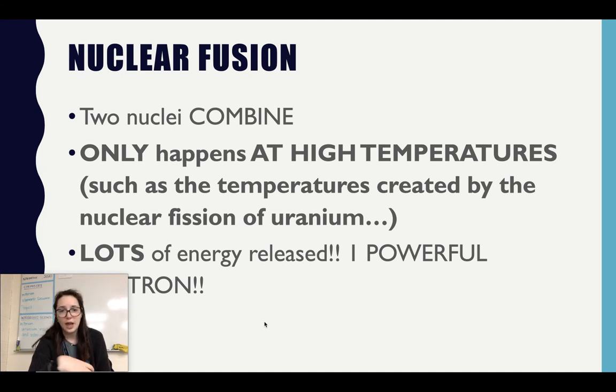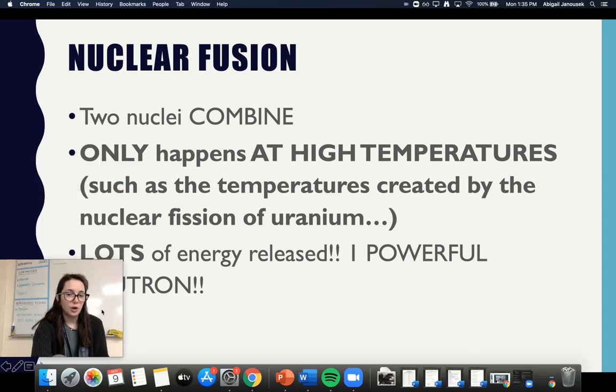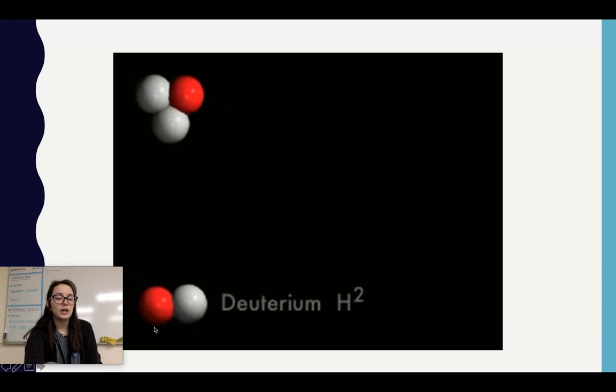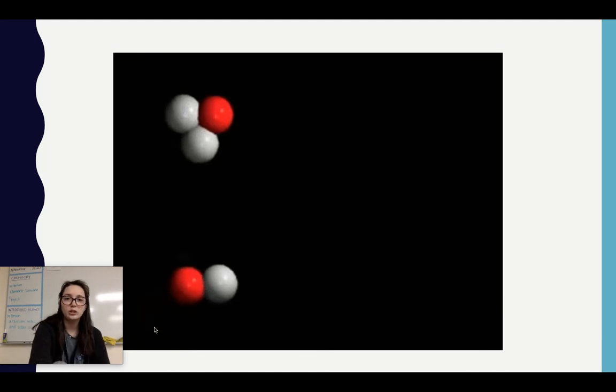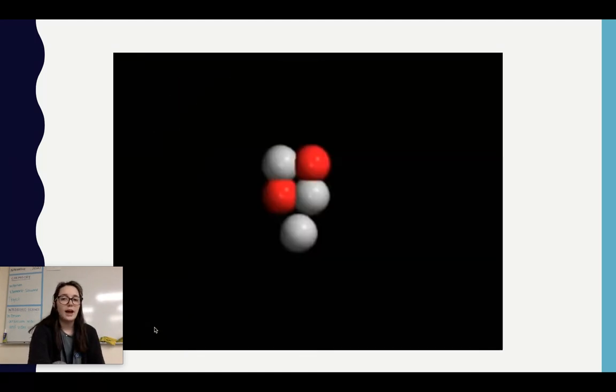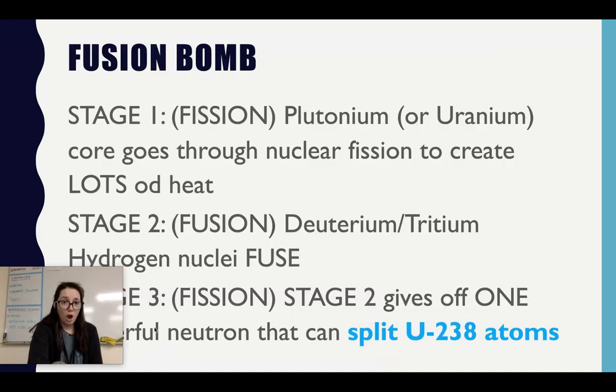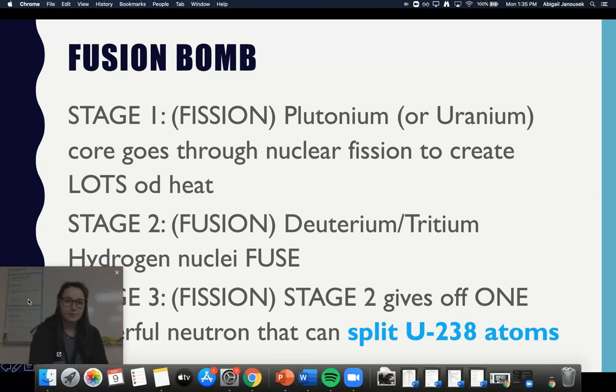But fusion cannot just happen. It has to be in a high temp. Lots of energy is released in here, and it is a more powerful neutron that's coming out. So here's a little GIF to kind of show you fission or fusion. So in fusion, I have two things happen, and now I have something new that's created, and I have a neutron being released. So these are where my bombs come into play a lot more.